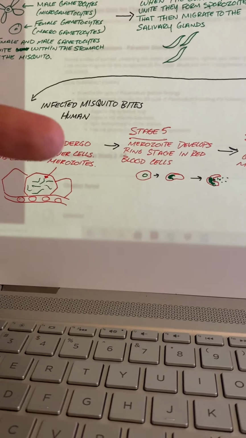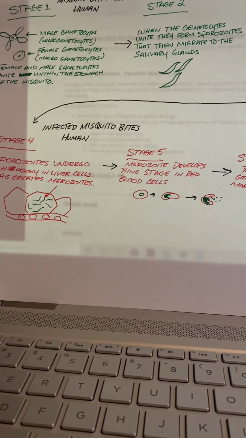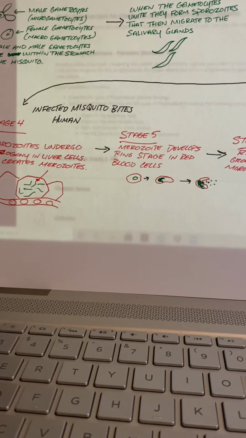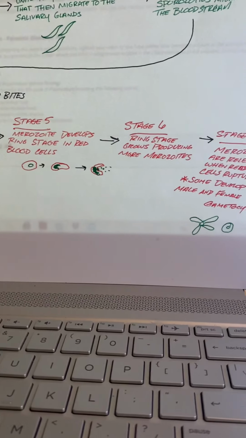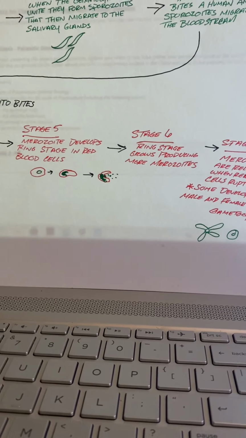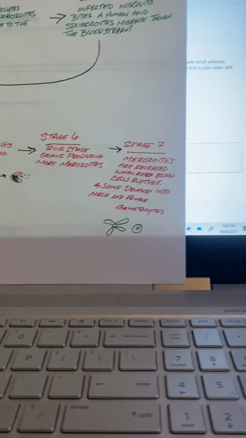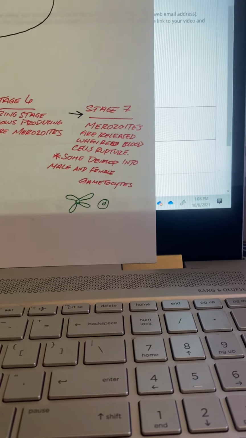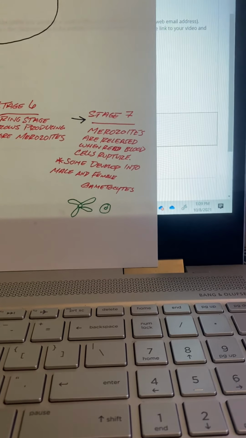And then we go on to stage 5, where those merozoites basically attach themselves to red blood cells and go into what's called ring stage. And as they mature and grow, they create more of those merozoites. They basically are taking over the red blood cell, and then it causes it to rupture. So that's the final stage here, where the merozoites are released when the blood cell ruptures.